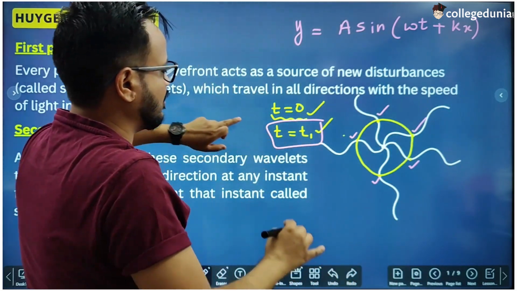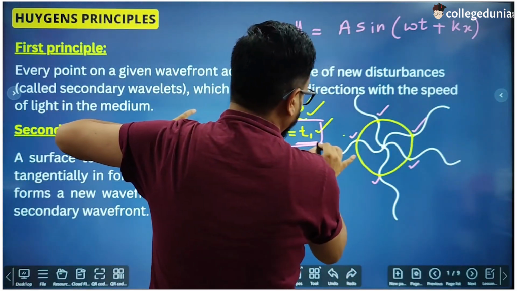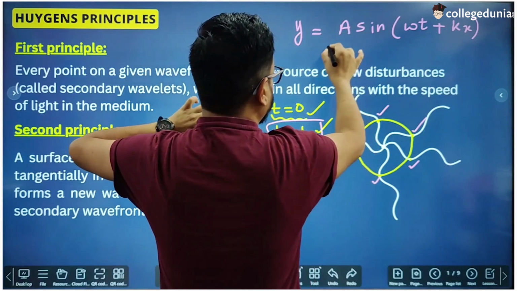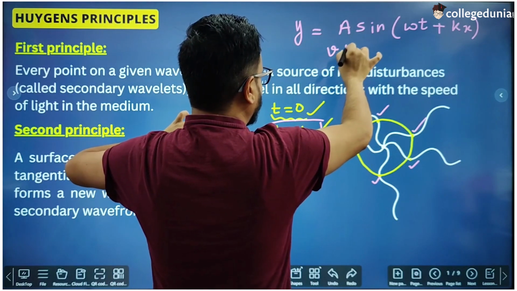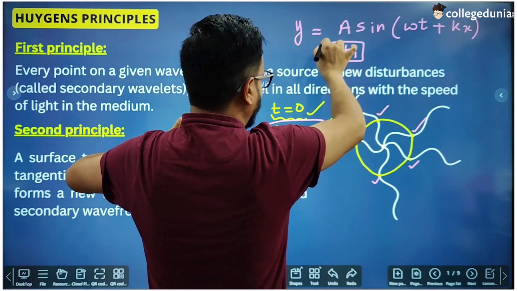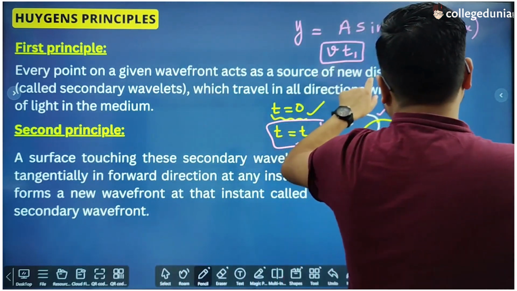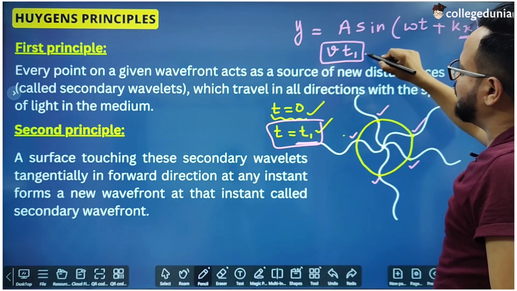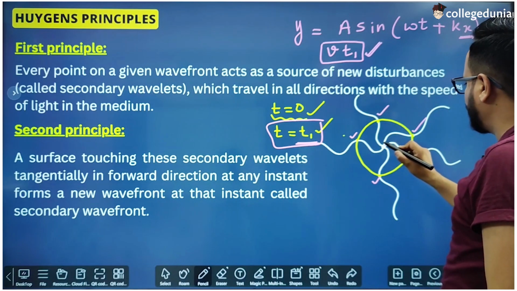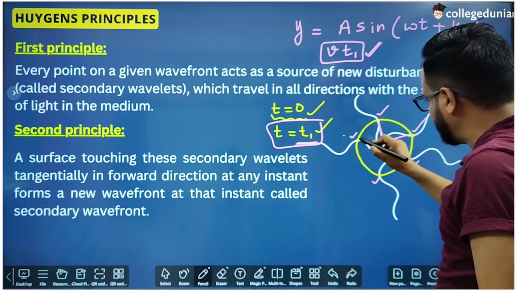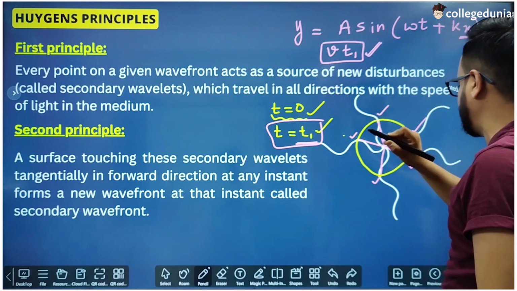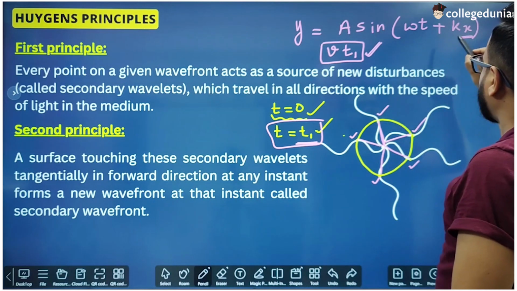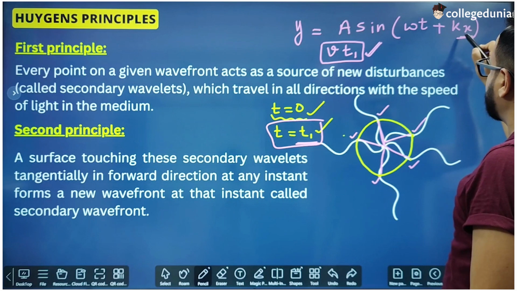Listen, like this wave in time t1, if the velocity of this wave is v, then in time t1 the distance traveled by every wave is vt1. So this x is the distance traveled by every wave in time t1, which is vt1. So this is vt1, this is vt1, this is vt1, right? So x for every wave is same.